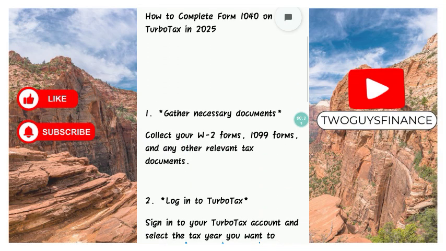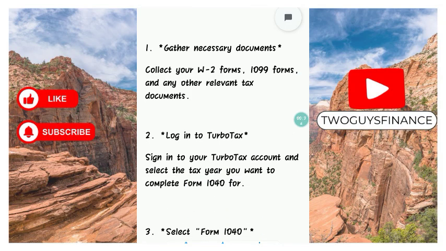Now, the first step, of course, is going to be to gather the necessary documents. So go ahead and collect your W-2 form as well as the 1099 forms and other relevant tax documents. Once you have all of them, next thing you're going to do is to log into your TurboTax account. So go to the TurboTax website and sign into your account using your email address and your password. And once you sign into your account, just select the tax year that you want to complete form 1040.